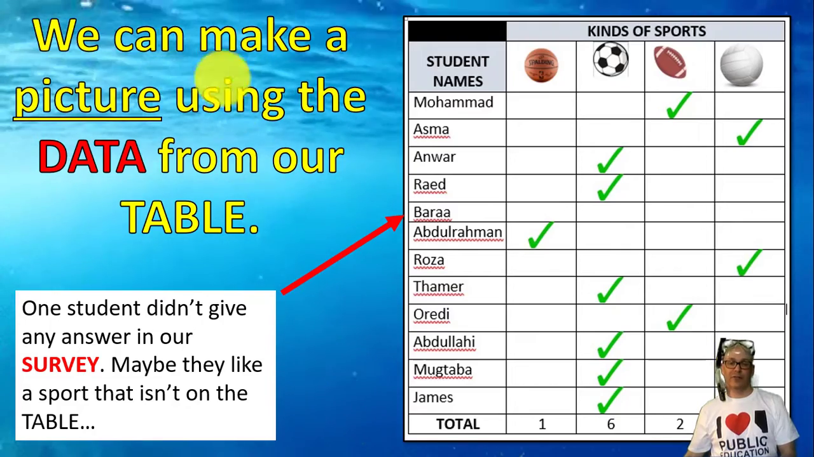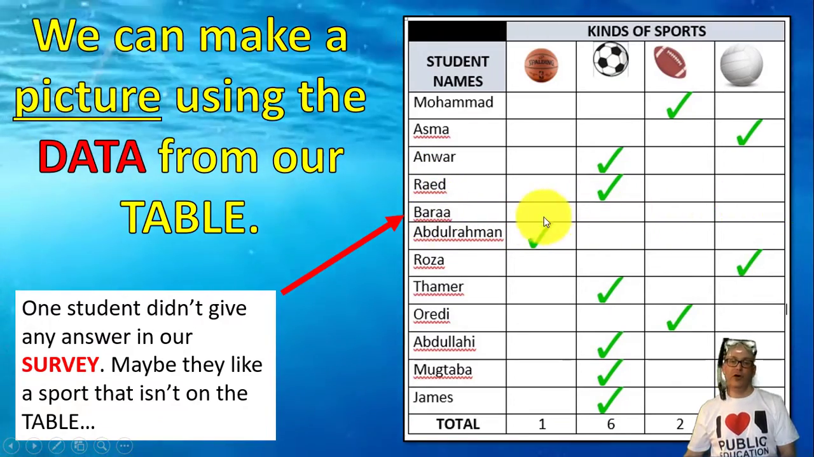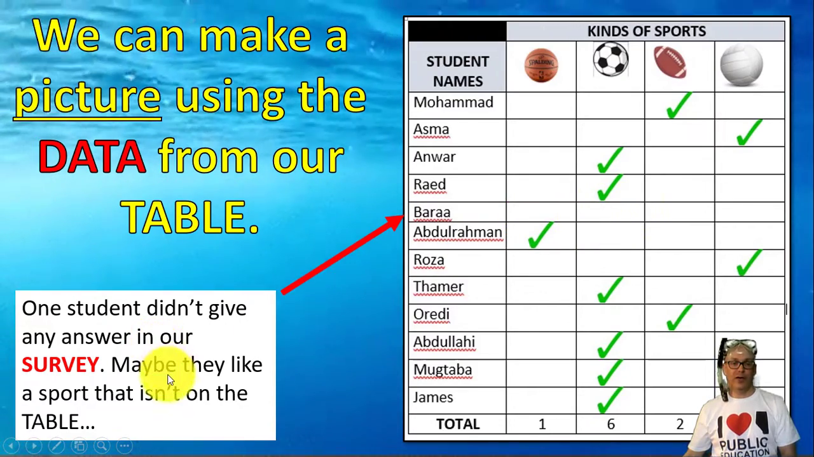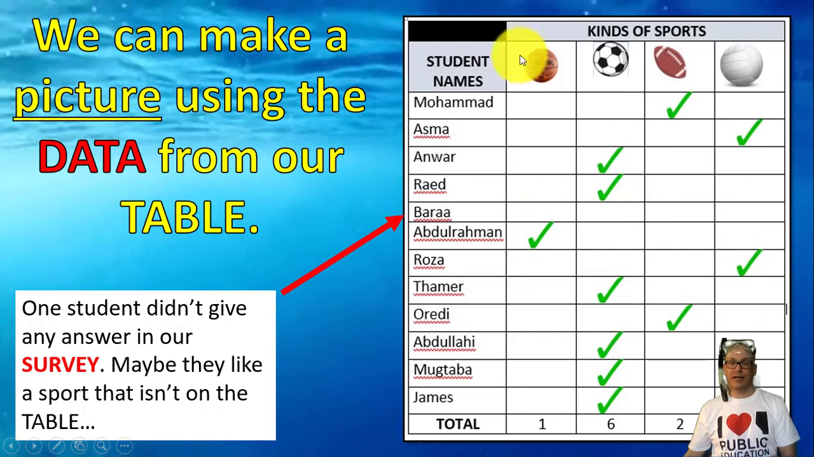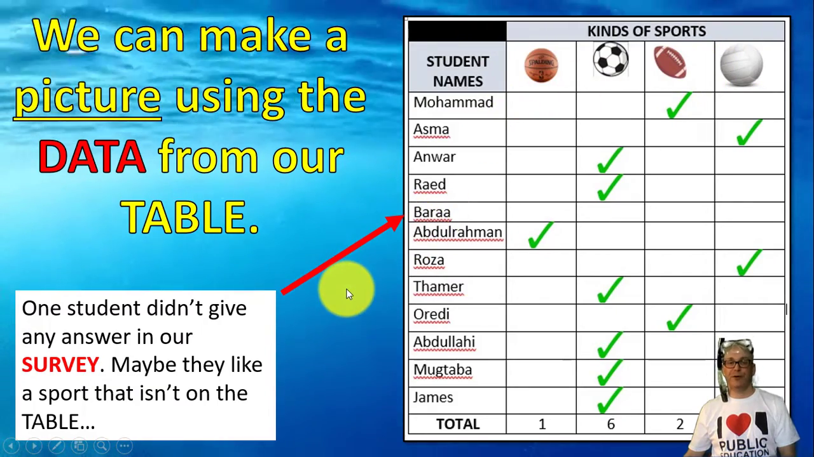Once again, students, I forgot to ask the student what their favorite sport was, so it's blank. Also, maybe the student didn't like any of these sports, or the favorite sport wasn't listed. So, whatever.